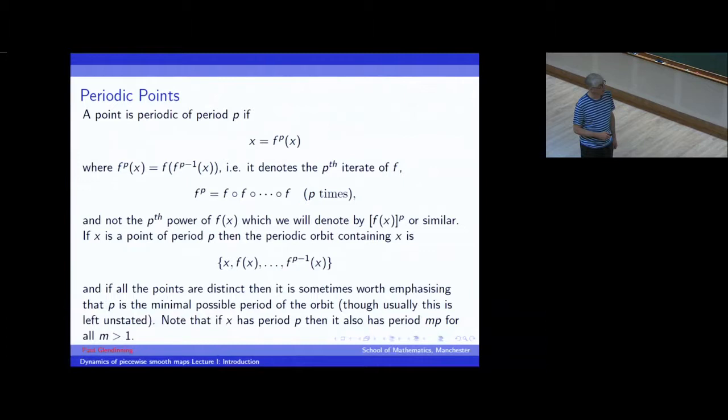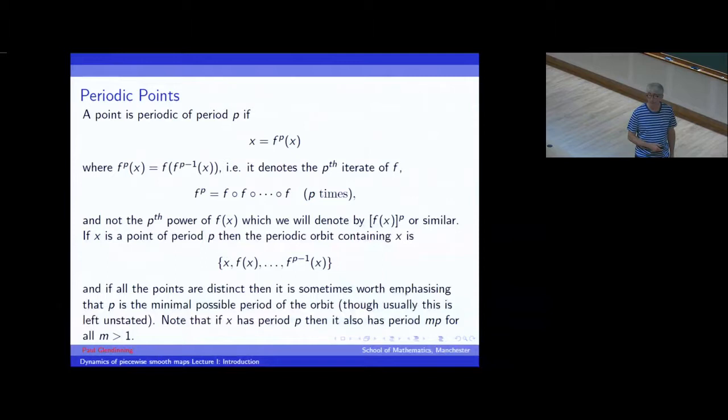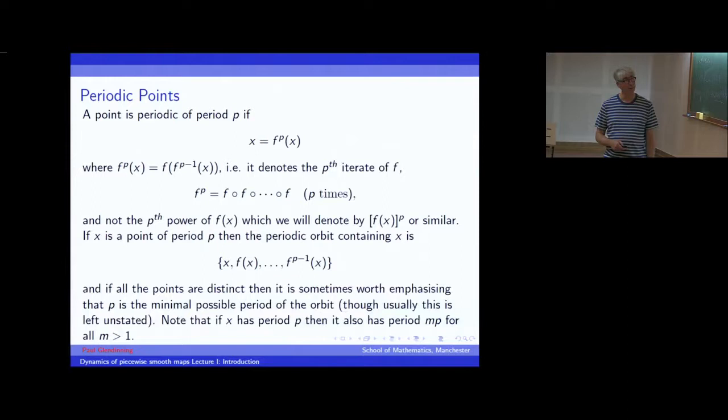It's sometimes worth emphasizing that usually I'm going to think about these as being a distinct set of points, which means that p is the smallest period of the orbit. This is often left unstated, and when it's not the case, I'll usually try to bring it out. And if x has period p, then it also has period mp for any m greater than 1, because you've just cycled through the periodic orbit.